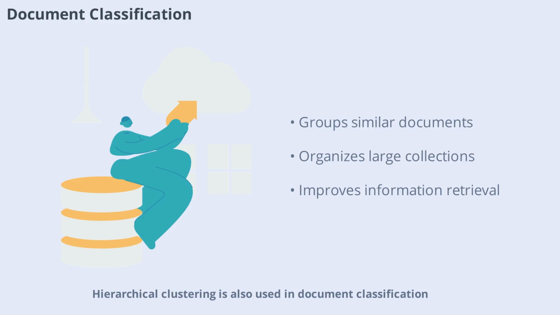Hierarchical clustering is also used in document classification. By analyzing the similarity between documents, you can group them into categories or topics. This is especially useful for organizing large collections of articles, emails, or research papers. The hierarchical structure makes it easy to navigate from broad topics to more specific subtopics, improving information retrieval and management.